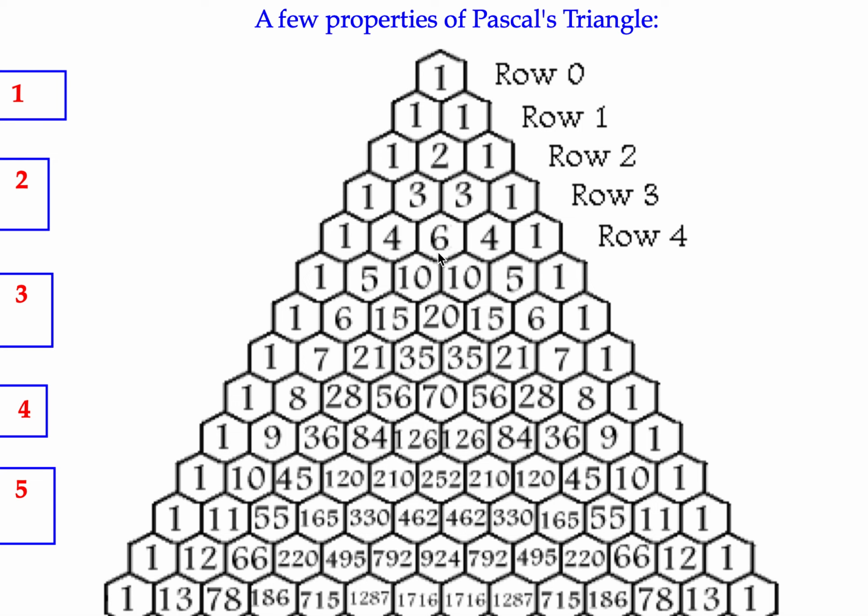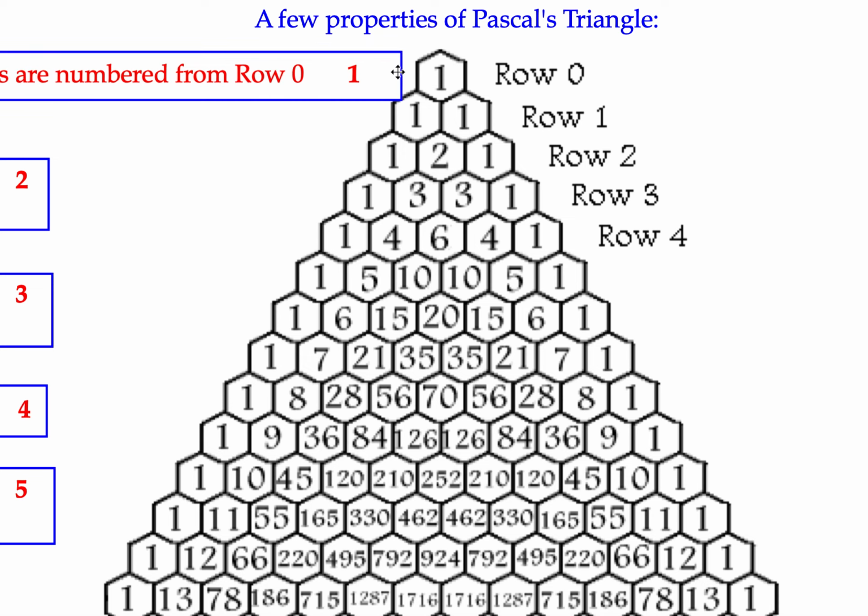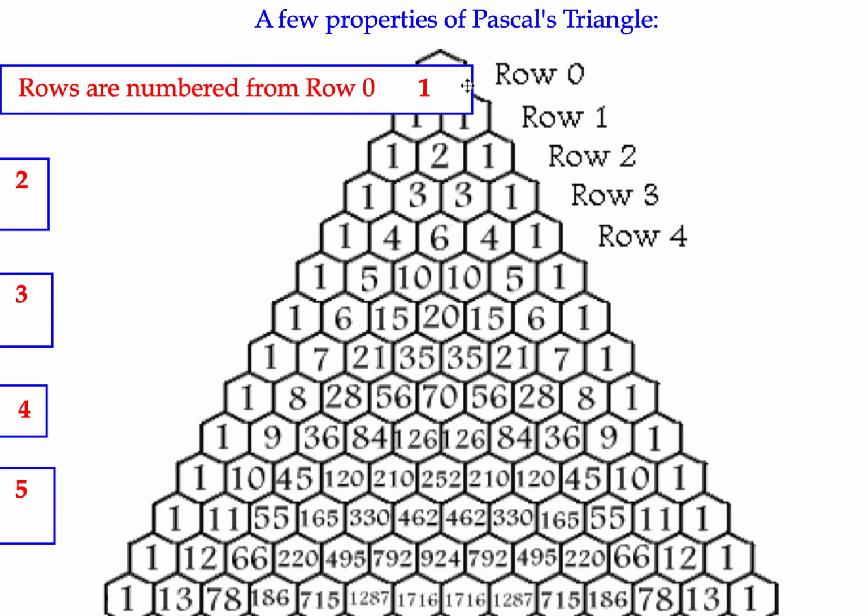Now, there's a few properties that are really helpful to learn. First of all, as I've already mentioned, we effectively number them from row 0. In other words, the first property is that the rows are numbered from row 0.